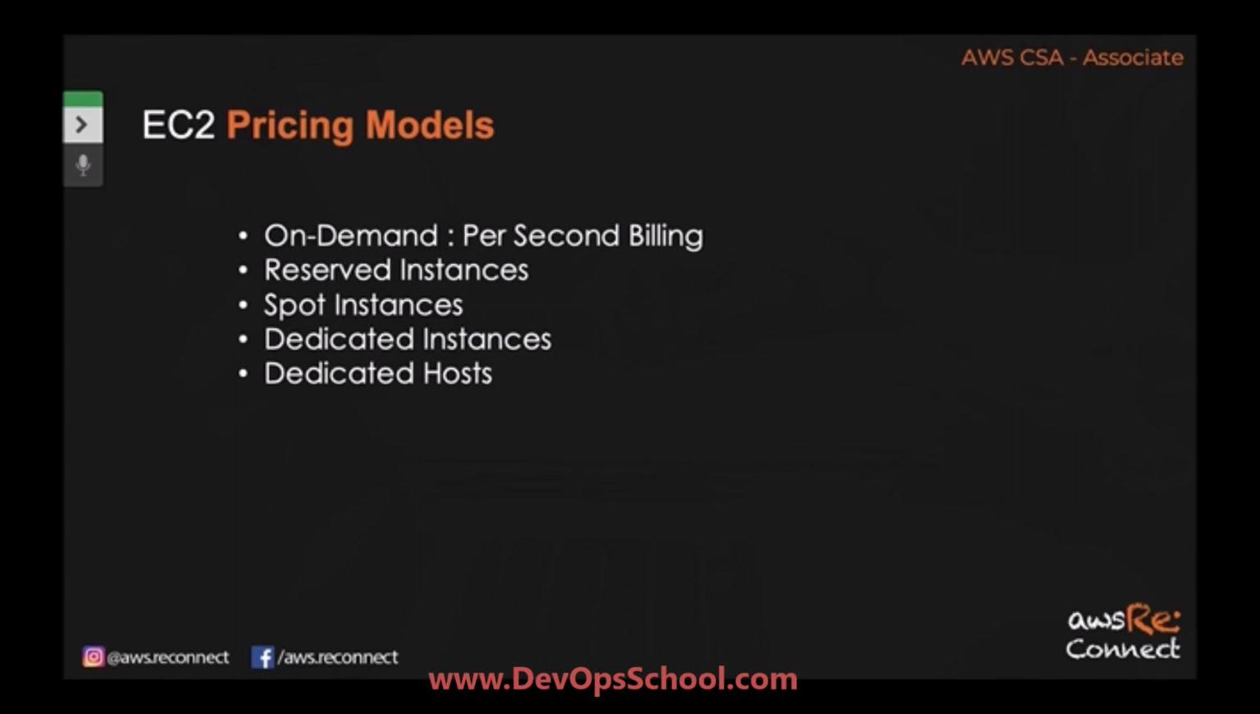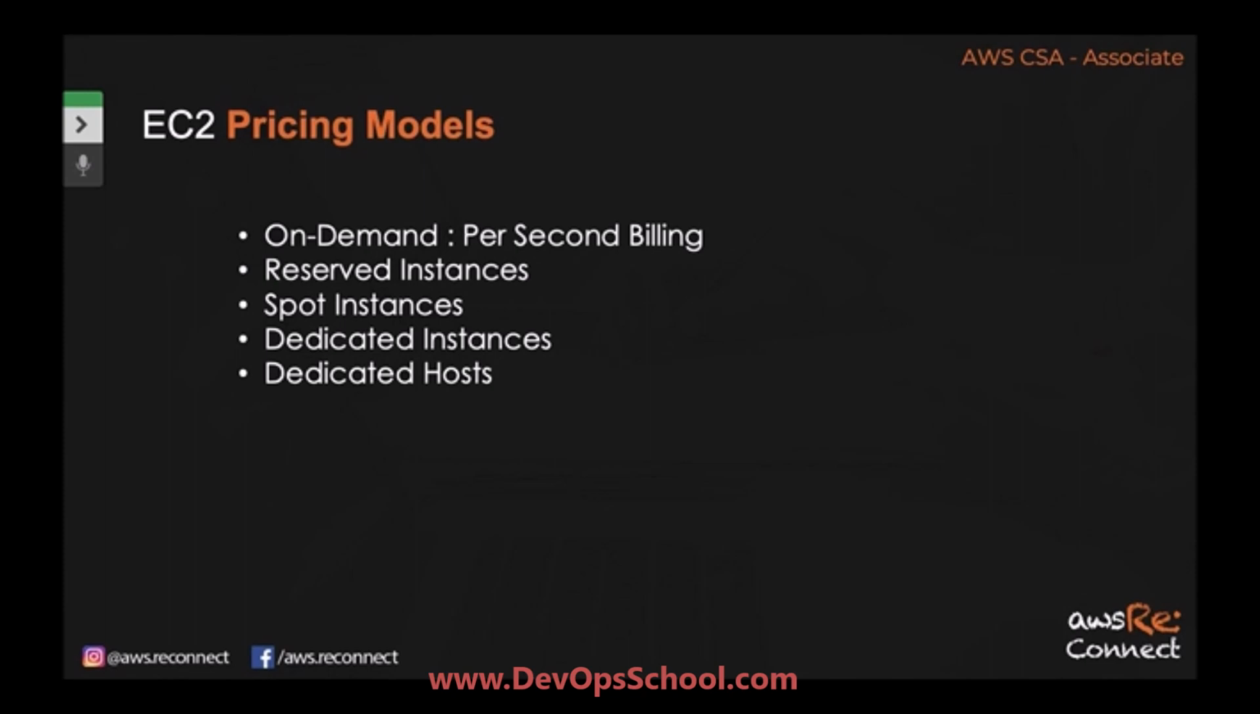Third is spot instance. For example, AWS has some free instances available, as there is not 100% consumption on the AWS side, and there are some free resources available. If you want to use those free resources, that free instance, then you can choose a spot instance. Here you need to bid for a particular instance.